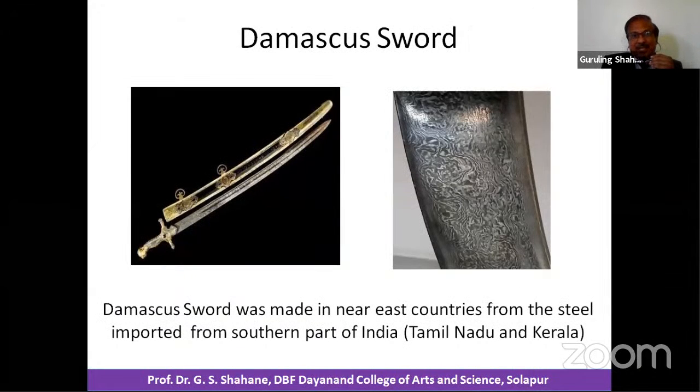Another example, the Damascus sword, a very famous sword of that time. Very fine blade, flexible blade with a sharp edge. That sword was made in the Near East from steel imported from the southern part of India, particularly Tamil Nadu and Kerala. When it was analyzed again in modern days, it was found that carbon nanotubes were there in that steel, which increases the quality of that sword.